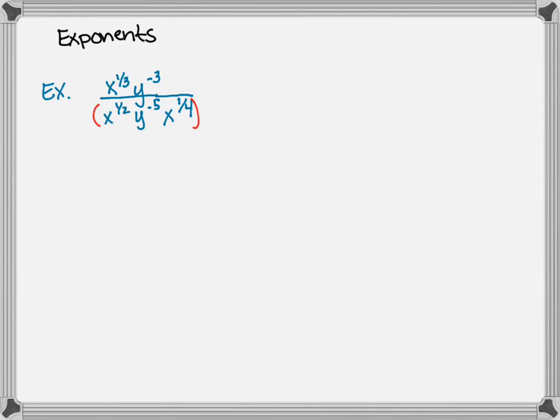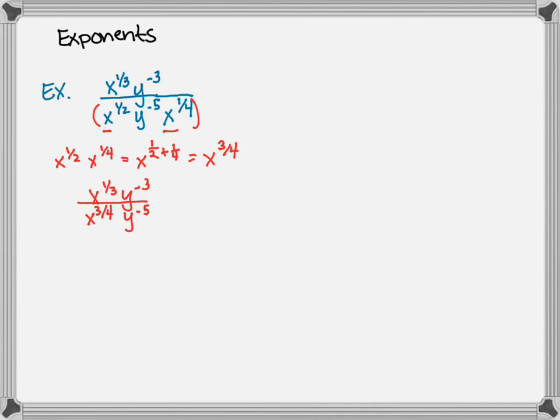So first, I notice that in my denominator, I have two expressions with x as the base. And so I can combine these using one of my laws of exponents. When I multiply things with the same base, I add the exponents. So here I'm going to get x to the 1/2 plus 1/4, which is x to the 3/4 power.